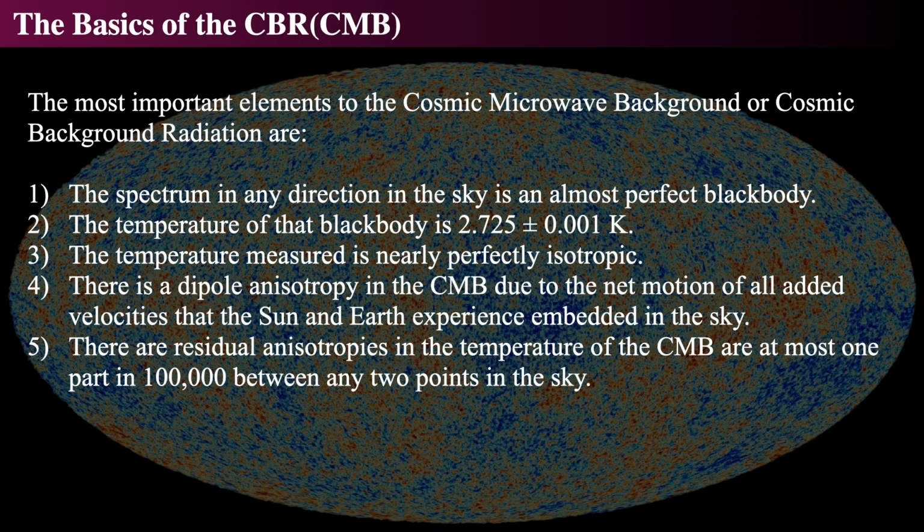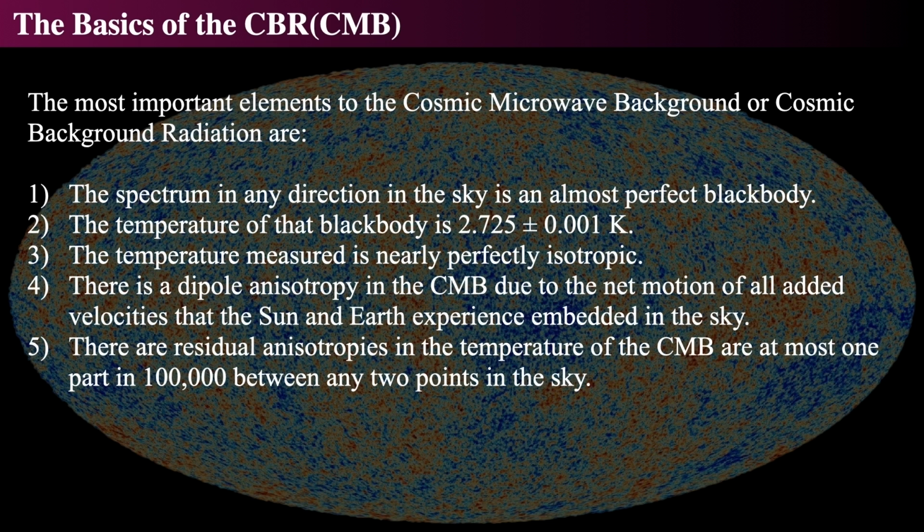The basics of the microwave background are, and let me summarize all five here. The spectrum that we see in any direction in the sky is almost a perfect black body. And the temperature of that black body is 2.725 plus or minus 0.001 Kelvin. So 1 millikelvin is how well we know the black body.